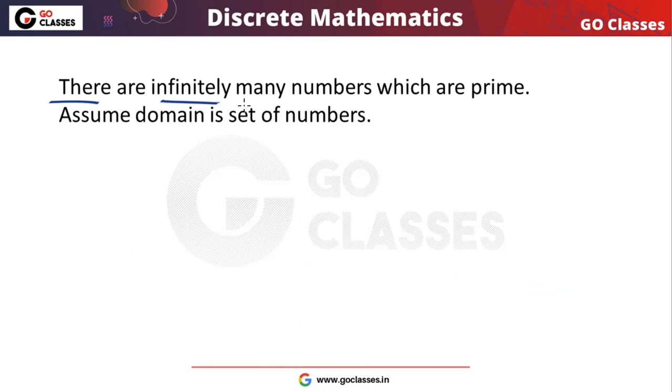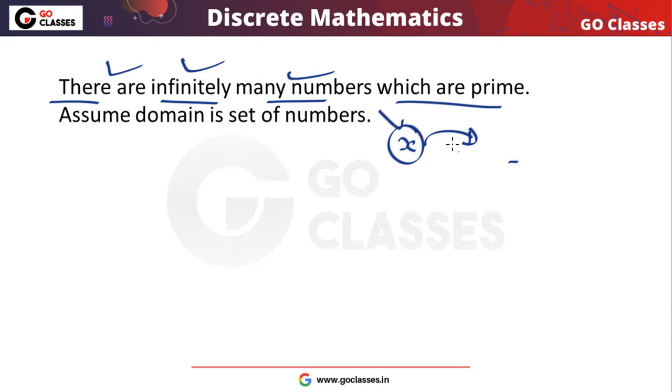There are infinitely many numbers which are prime. So how can we convert this? How can we say that there are infinitely many numbers which are prime? Basically we are saying that for every number, whatever number you take, there should be a number which is greater than this, and this should be prime. Because saying there are infinitely many prime numbers means these prime numbers should be infinite. So for every number there should be a greater number which is prime.